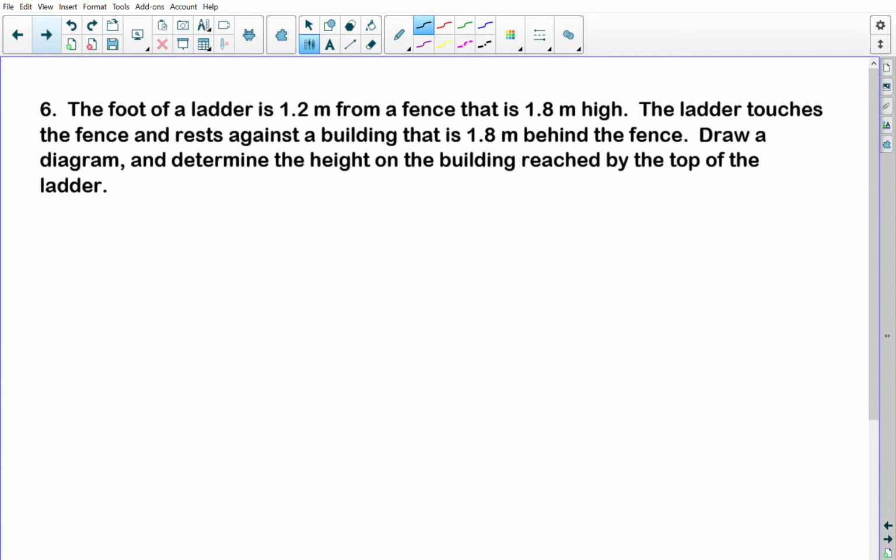In this next example, we're going to look at a ladder that's leaning against a building, touching a fence. So I'm going to start by drawing a picture of that. If I consider this over here to be my building, and I'll use green to represent the ground over here, okay, I'm going to draw in a ladder, and I'll also draw in a fence.